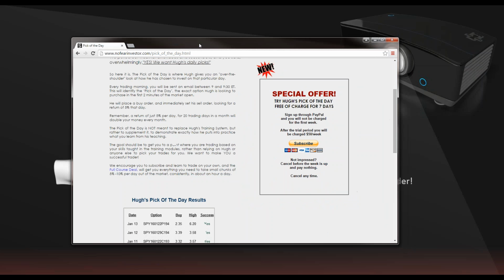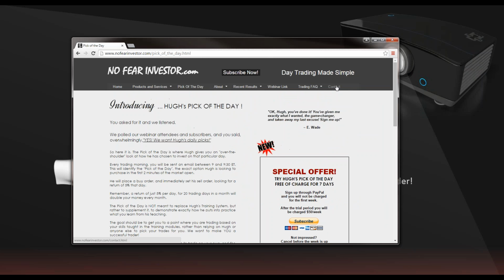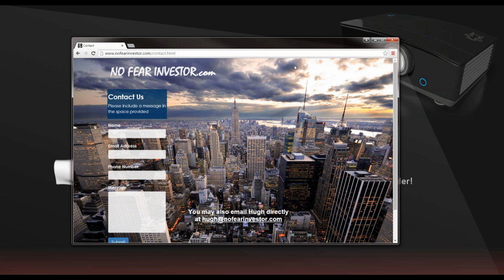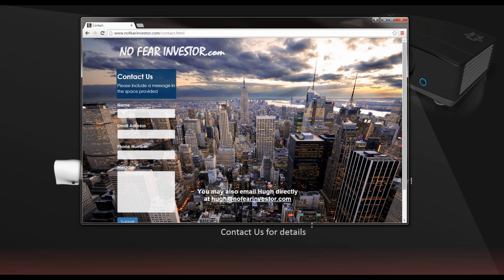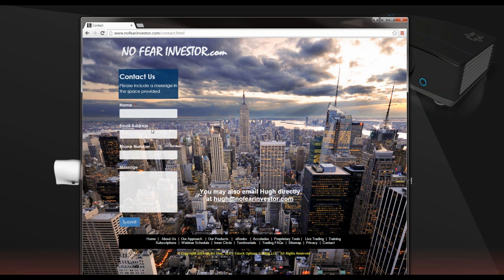All you have to do is go to NoFearInvestor.com, click on contact us at the top right, and you're going to get this page right here. Beautiful view of Manhattan right there. Just put your name, email address. Don't worry about your phone number, just a message. And we'll get in touch and set up a brief one-on-one session. It's going to be on GoToMeeting, so you'll be able to see my charts and my website and everything else. We'll discuss what exactly we should do to proceed, even if you're an experienced trader. And that's true. As an experienced trader, you might not need everything, and that's fine.